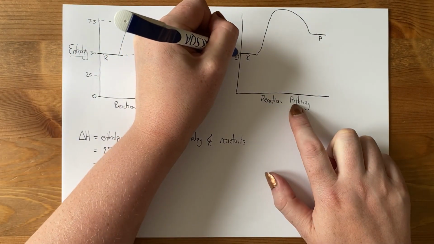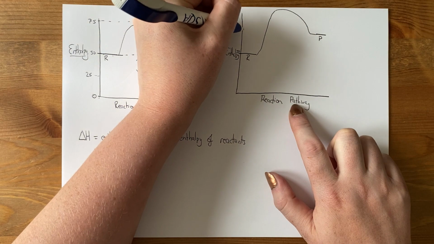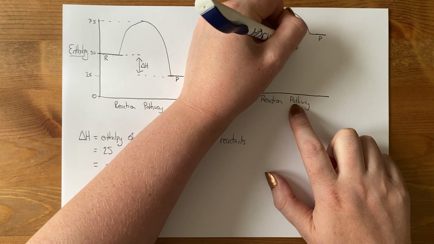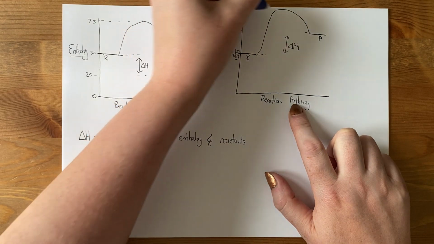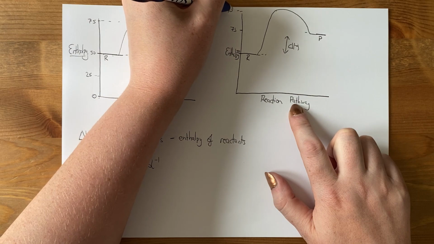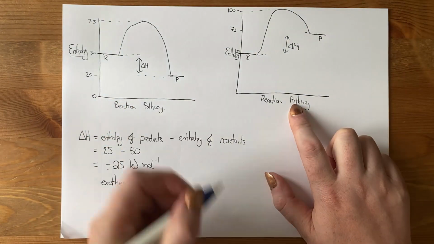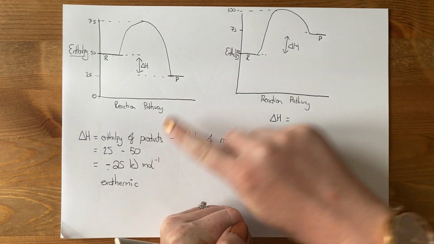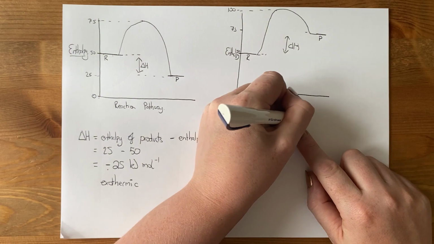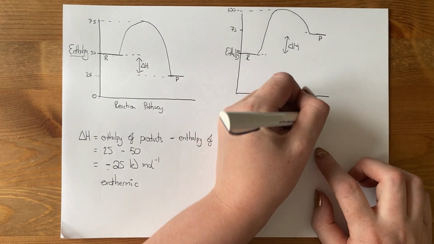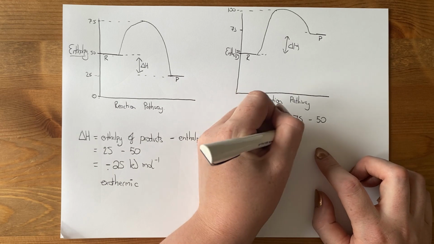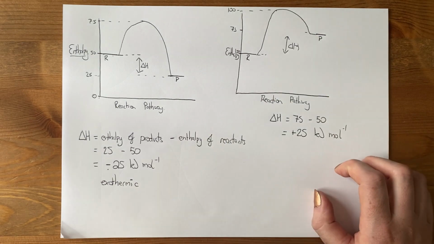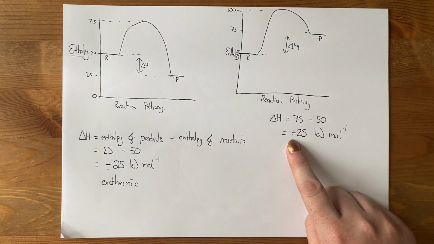Let's give this a value of now 50. Remember we're working out our delta H, let's say that this is 75 now, and let's say the peak is at 100, okay? This time, my delta H is going to equal the enthalpy of the products, which was 75, take away the enthalpy of my reactants, which was 50, and that's going to give me a positive value of 25 kilojoules per mole. The positive is really important. We like writing that in.